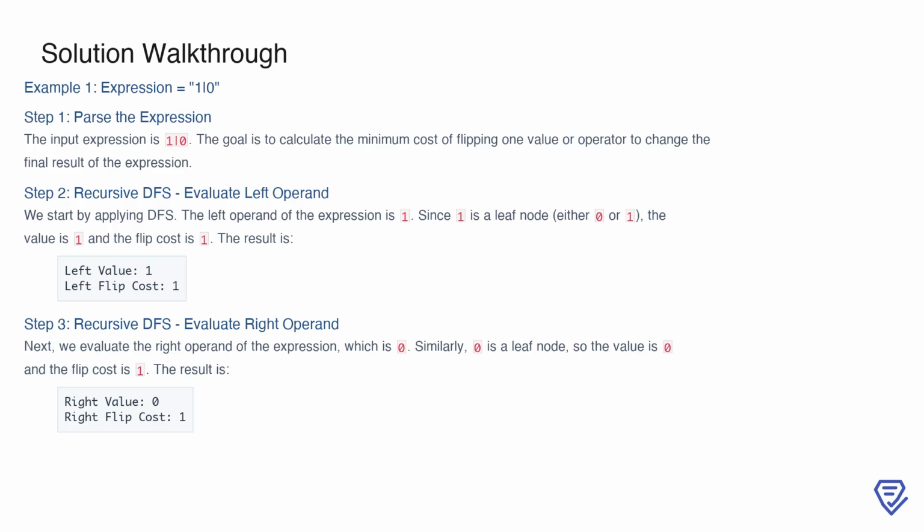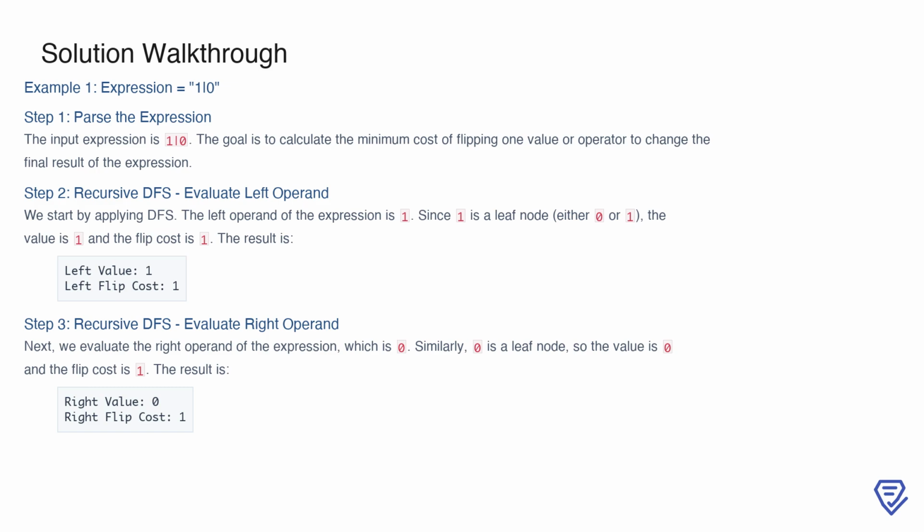In this example, we start with the expression 1 | 0. The first step is to parse the expression and understand its structure. Here, the operator is the bitwise OR operator, and the operands are 1 and 0. Our goal is to calculate the minimum cost to flip one value or operator to change the expression's final result. To solve this, we use a depth-first search approach.